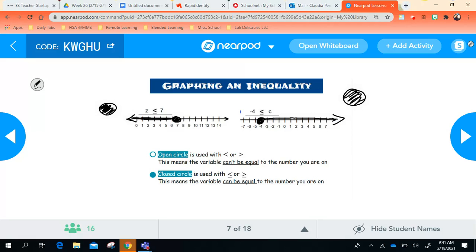Is -4 less than or equal to -5? Is it? Is negative 4 less than or equal to negative 5? No. Negative 4 is not smaller than negative 5. It's greater than. So that means I would have to change my number and say, okay, is negative 4 less than or equal to negative 3? Yes or no?